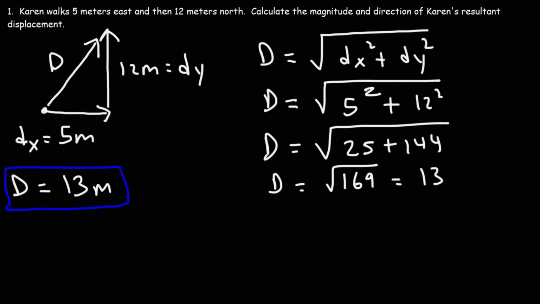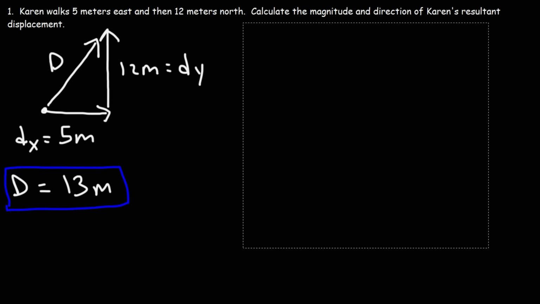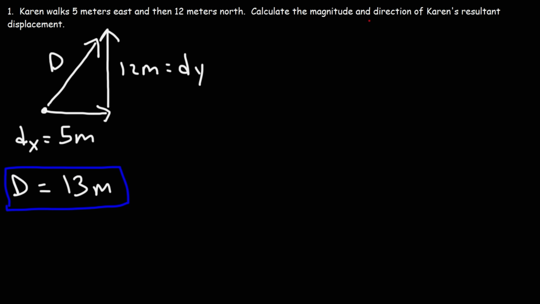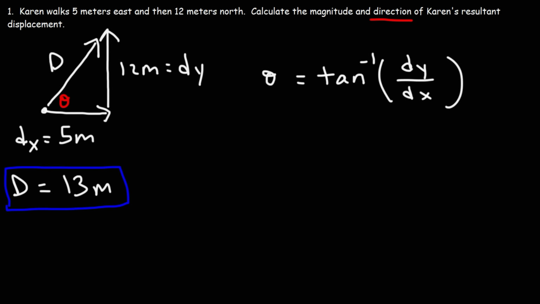Now let's calculate the direction of the resultant displacement. Typically, this is the angle usually measured from the positive x-axis, but you could describe it in many ways. The angle theta is going to be equal to the arctangent of the y component divided by the x component. That'll give us the reference angle in the triangle. So if we take the arctangent of 12 over 5, this is also called the inverse tangent, it'll give us the answer.